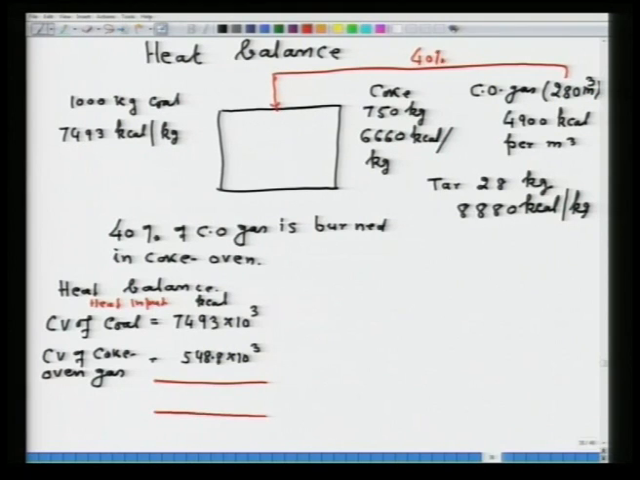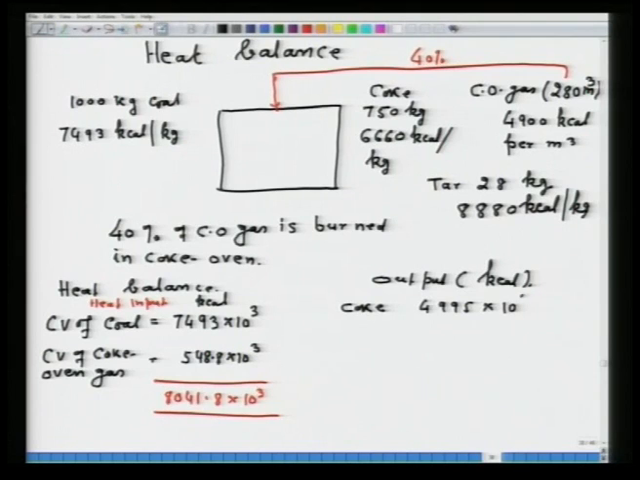So, that makes a total of 8041.8 into 10 to the power 3. Now, let us do the output, again in kilocalorie. One output is your coke, that is 4995 into 10 to the power 3, tar 248.6 into 10 to the power 3, coke oven gas. Now 40% is recycled, 60% will go into the atmosphere. So, that will be 823.2 into 10 to the power 3.